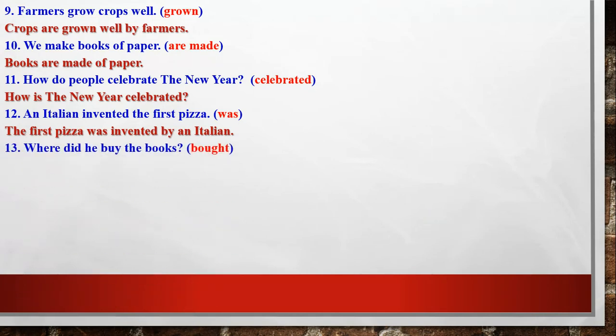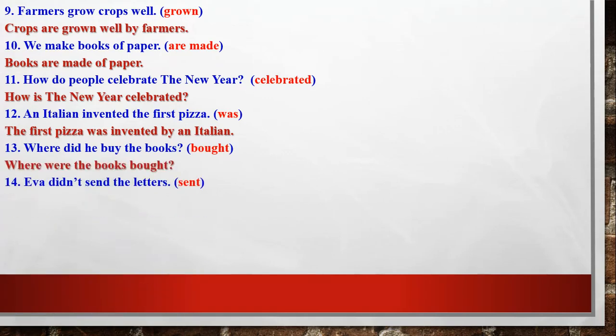Number 13. Where did he buy the books? I want to use bought. To use bought in this sentence, we must change this question to the passive. So after where, we must use verb to be. Okay. We will use was or were. The books here is plural. So we will say where were the books bought? Where were the books bought?